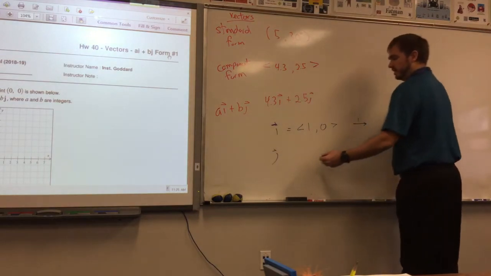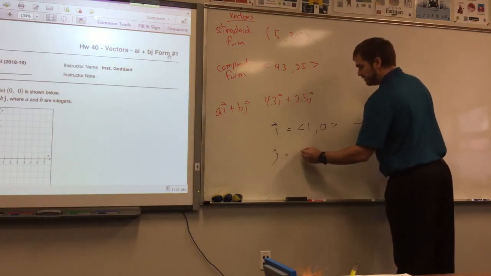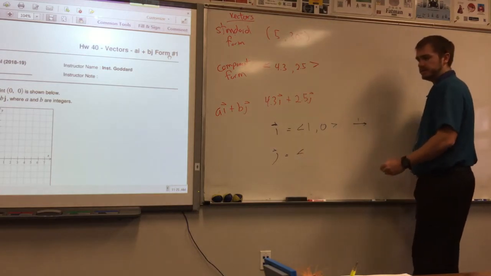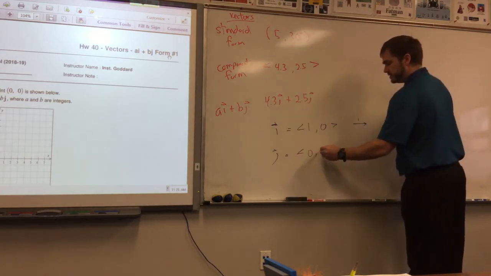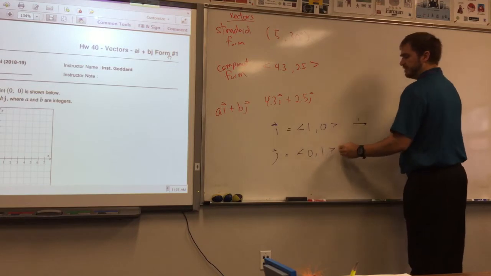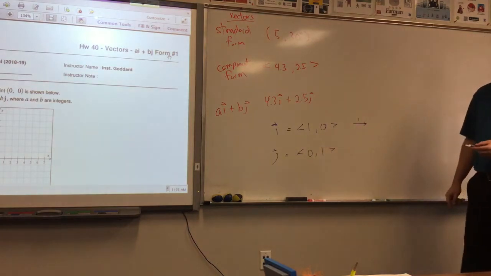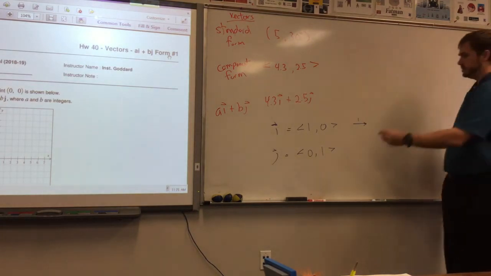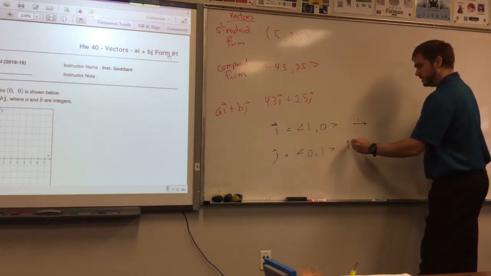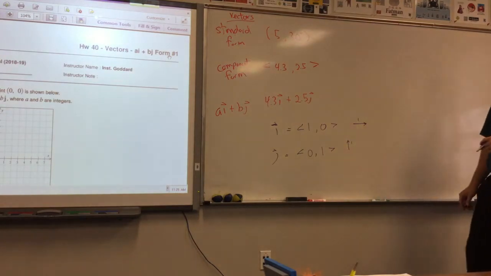The j vector is the unit vector in the positive y direction, so that's <0, 1>. Anybody want to make a guess what that would look like? Straight up, of length 1.